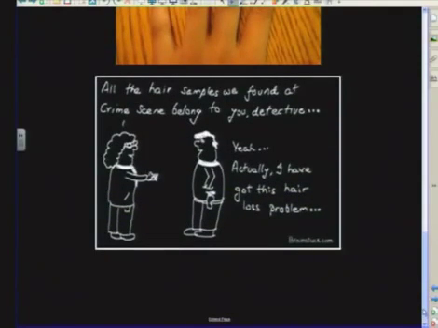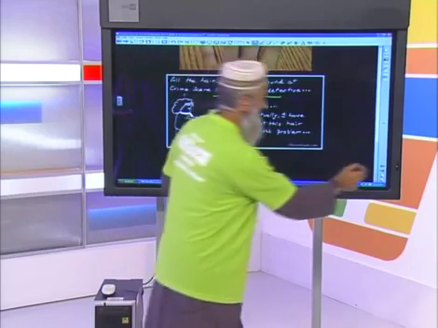You wouldn't be able to read very clearly. The lady is saying all the hair samples we found at the crime scene belong to you, detective. She's talking to the detective. And he says, yeah, actually, I have got this hair loss problem. So his hair was found at the crime scene.